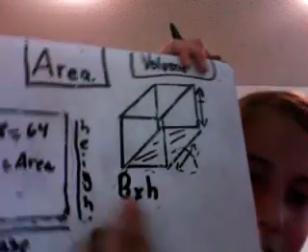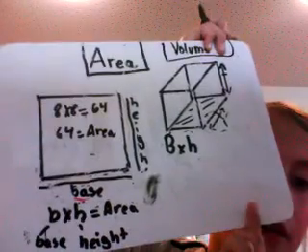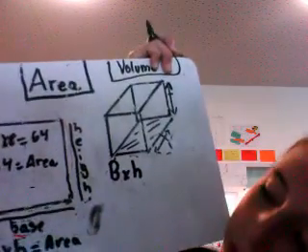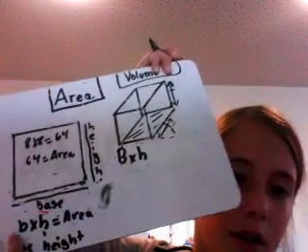Now we're going to find out the volume of a 3D shape. The formula is actually the same. It's B times H. B times H. But you see, here the B is capitalized, and here it was not. Here it was not capitalized, but here it is.